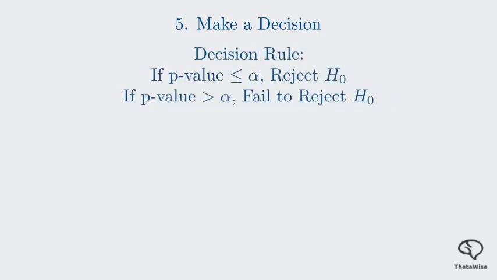If the p-value is greater than alpha, we fail to reject the null hypothesis. This means our data does not provide enough evidence to conclude that the alternative hypothesis is true. It's important to say, fail to reject, and not accept, the null hypothesis, because we can never prove it's true.